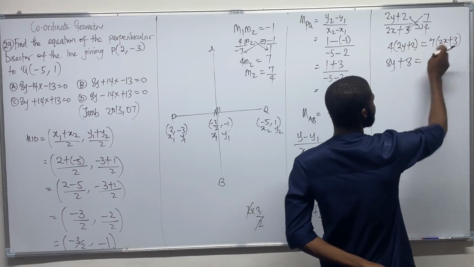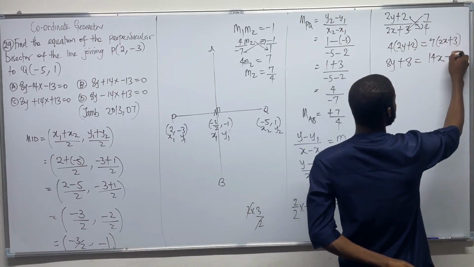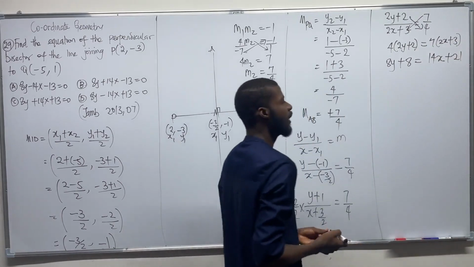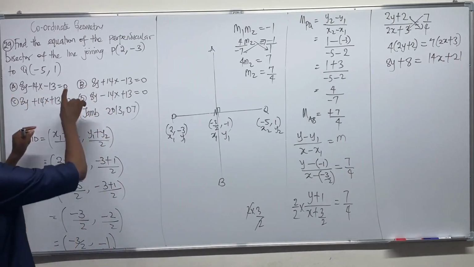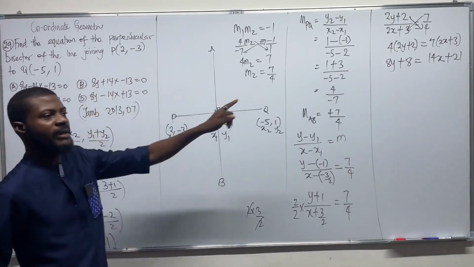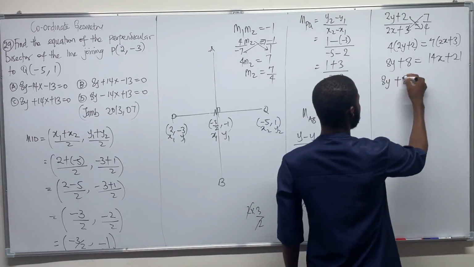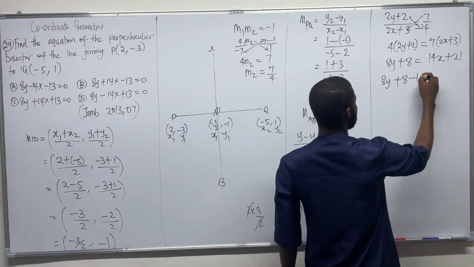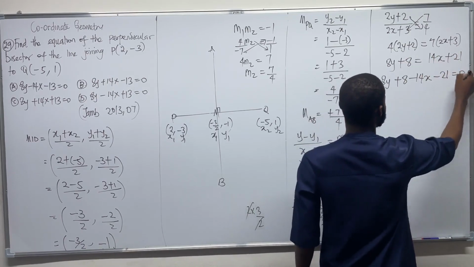7 times 2x is going to give us 14x. 7 times 3 is going to give us 21. Now what I'm going to do next is make every single thing in the equation equal to 0. So this is 8y plus 8. If 14x comes over, it becomes minus 14x. Plus 21 comes over, becomes minus 21, equal to 0.